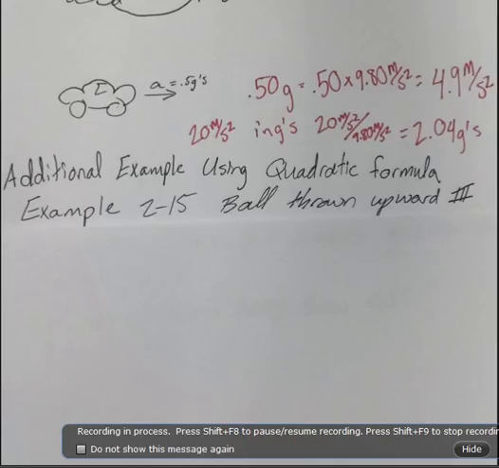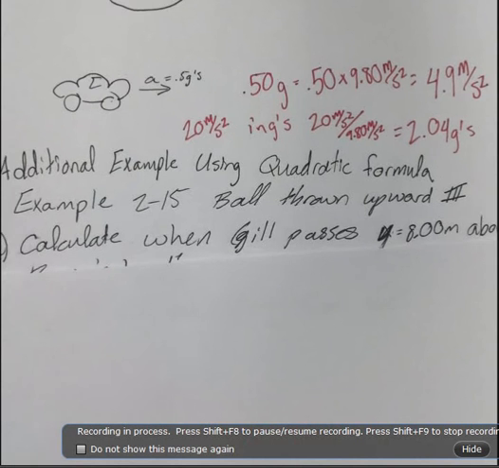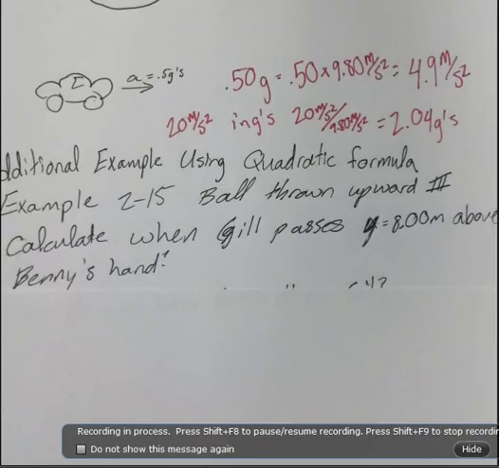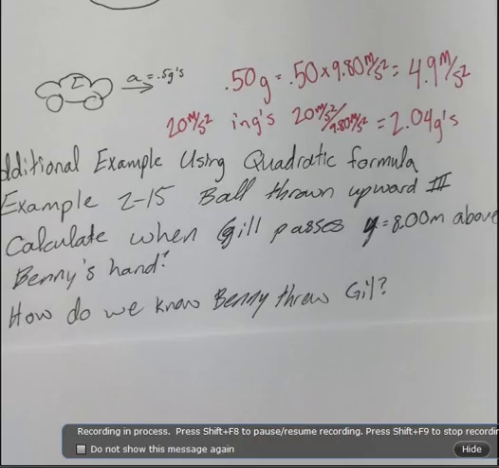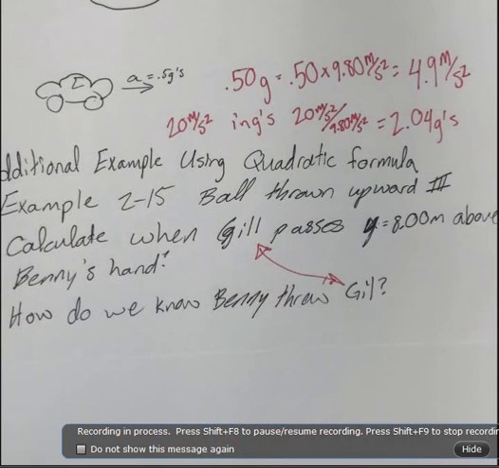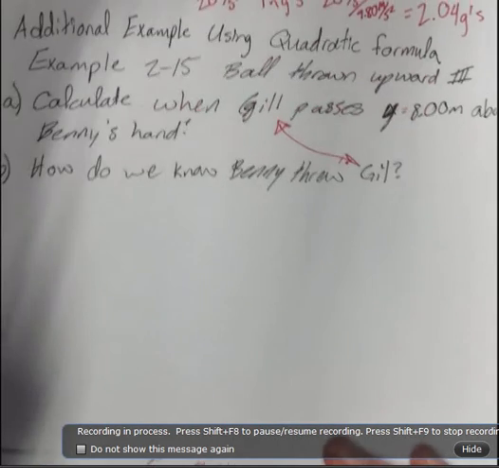The ball thrown upward, part 3. We're going to calculate when Gil passes a y value of 8 meters above Benny's hand. And then we're also going to determine how we know it was Benny that threw Gil. By the way, I can't decide how Gil's name is spelled, in case you didn't notice. All right, so let's consider this situation so that we can figure out how we know that Benny threw Gil.